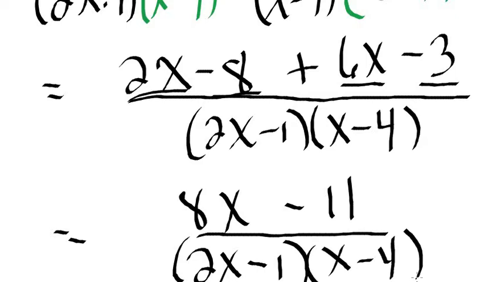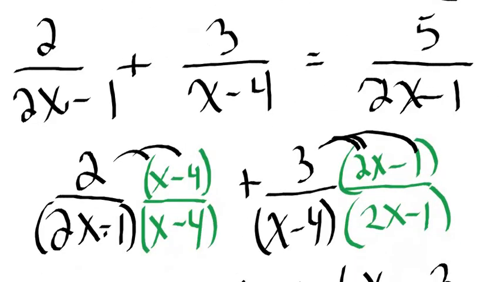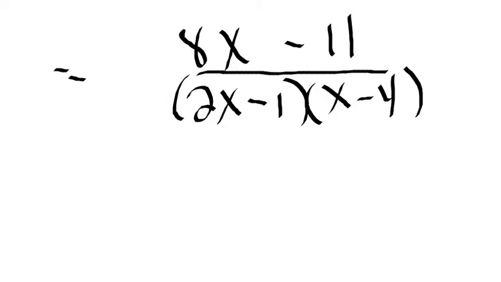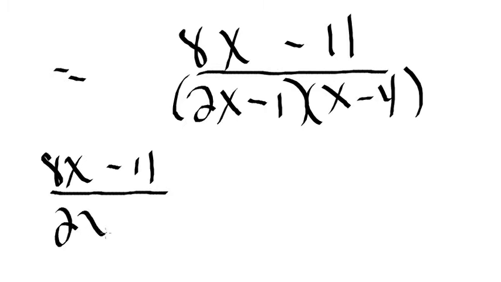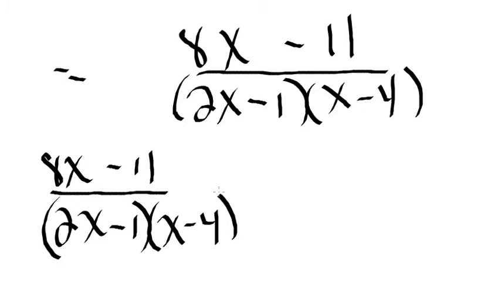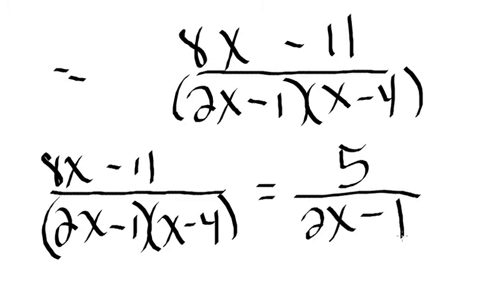Oh my gosh. So finally, where are we at? That is this part right here. Okay, it's equal to 5 over 2x minus 1. So we're gonna have to rewrite all this. So we have 8x minus 11 over 2x minus 1 times x minus 4. We're not going to multiply this out just yet. It's equal to 5 over 2x minus 1.